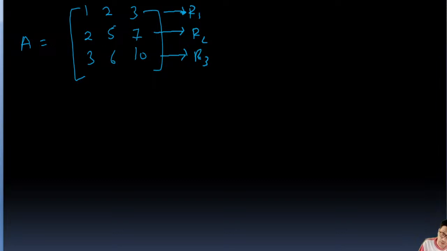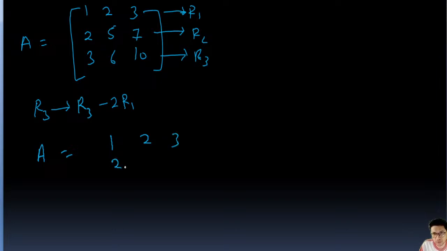Here we are going to do operations on rows. The first operation is on R3: R3 tends to R3 minus 2 R1. The first row stays as it is, and the second is also the same. R3 minus 3 R1, because we have to make these elements 0, so this is going to be 0.